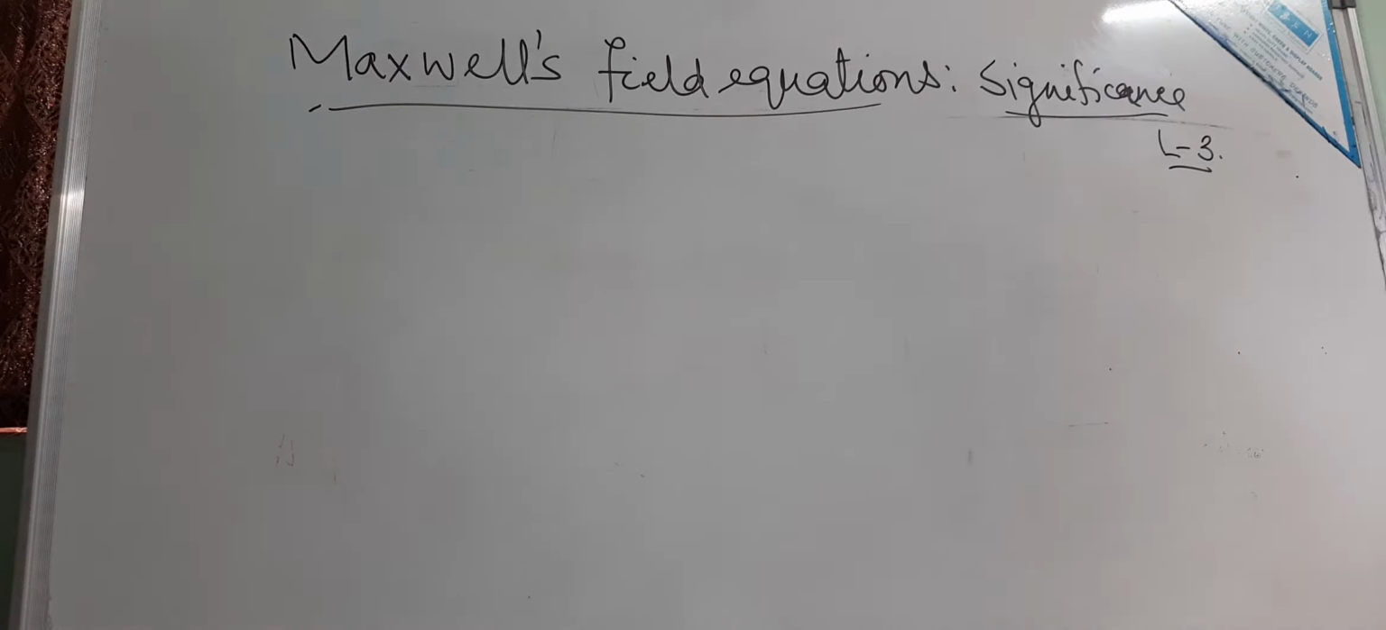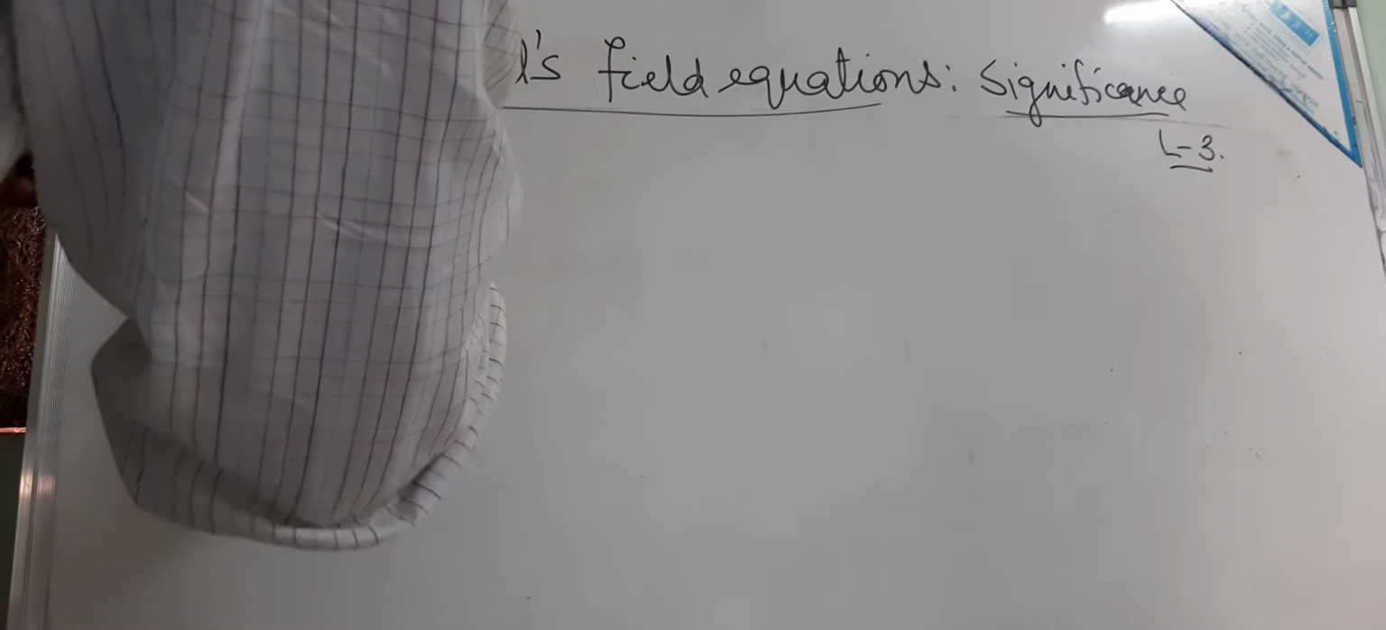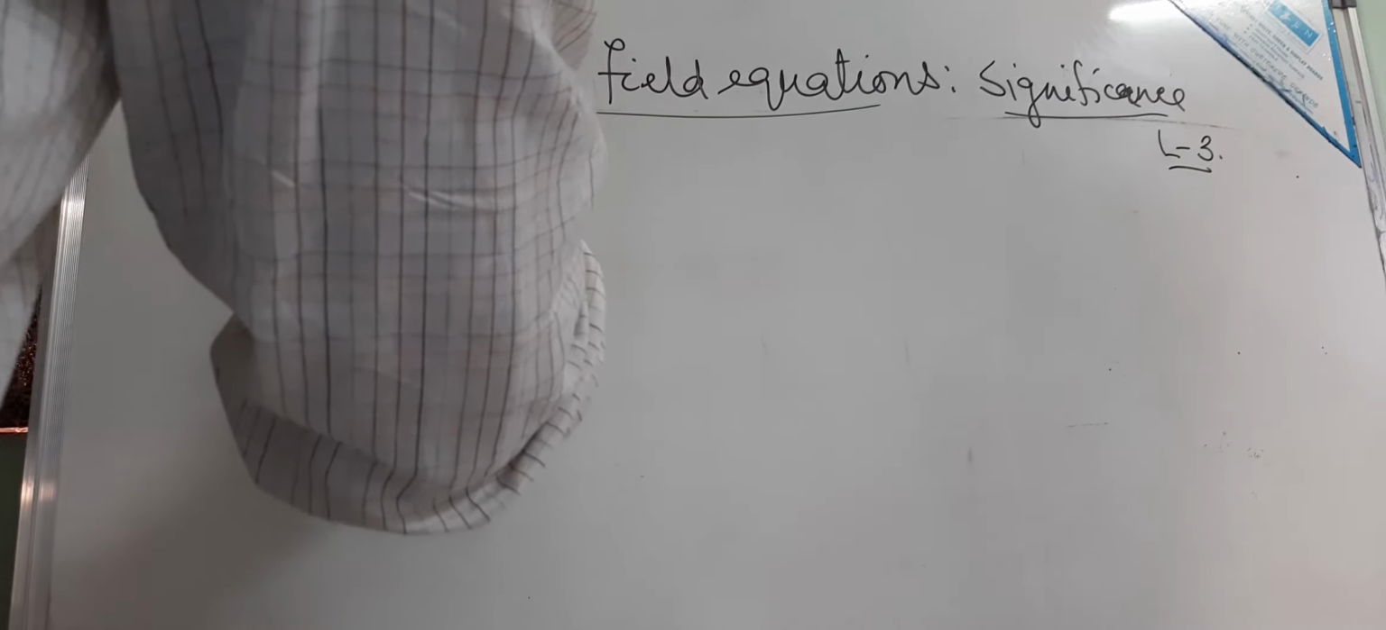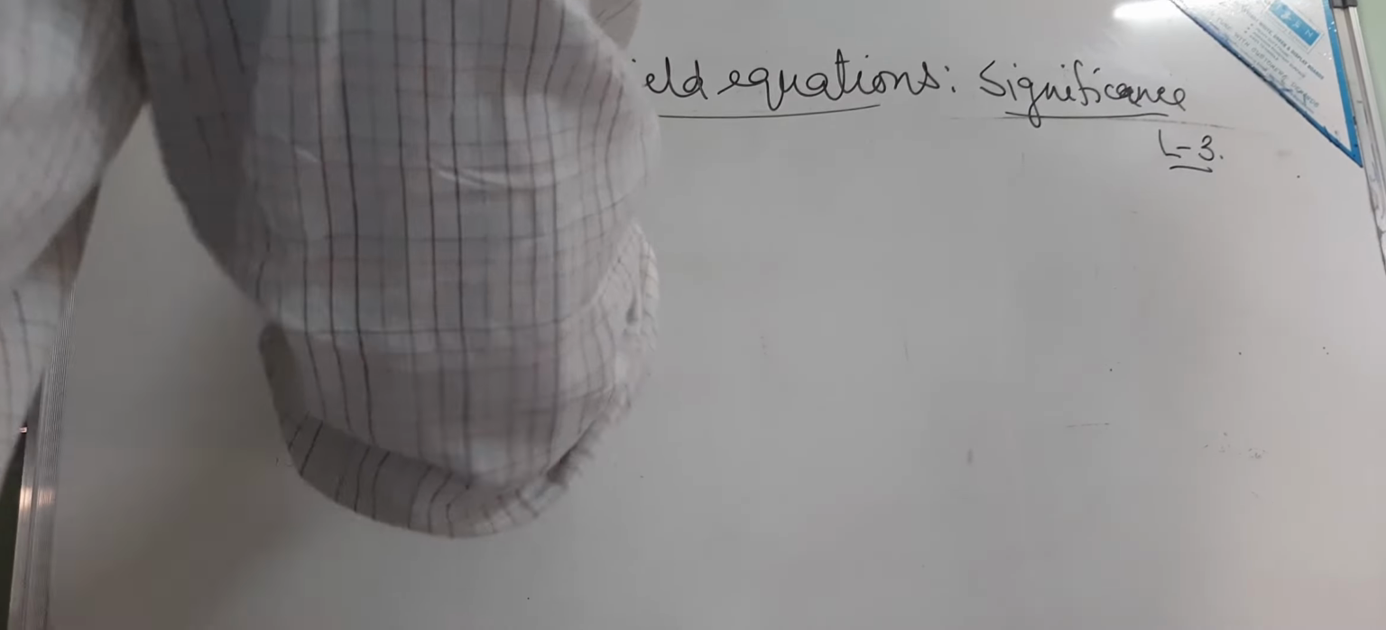So this is my third lecture in the electromagnetic theory. Today I'll be discussing the Maxwell's field equations and what their significance is. Maxwell's field equations are: number one, divergence D equal to rho, or if we write D equal to epsilon E, then divergence E equal to rho by epsilon. This is Gauss's law in electrostatics.